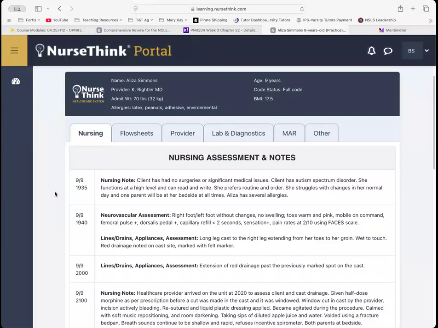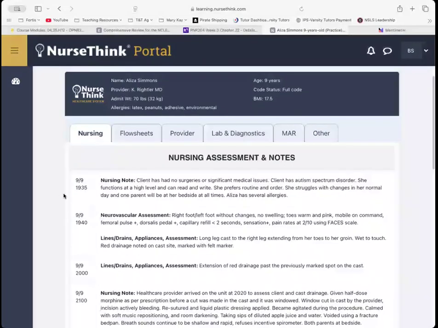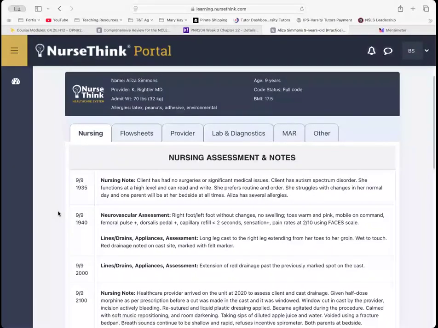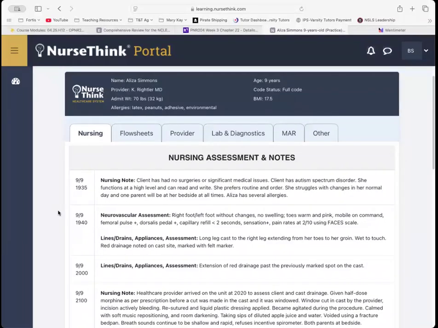What do we learn about her in that first note from 1935? That she has autism. Yep, we know she's autistic. What does she like? What works well for her and what doesn't work well for her? Routine and order. Yep, she prefers that routine and order. She doesn't like change. So how do we find out what that normal routine is? Ask her.